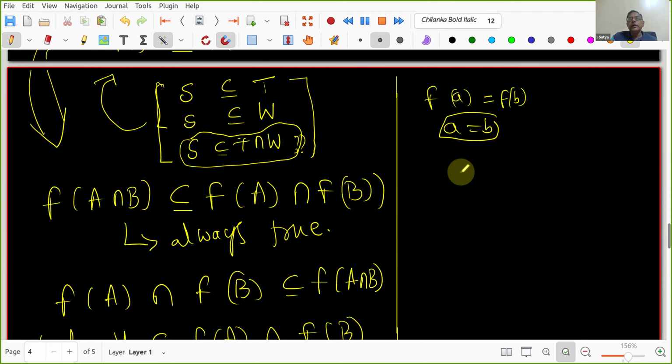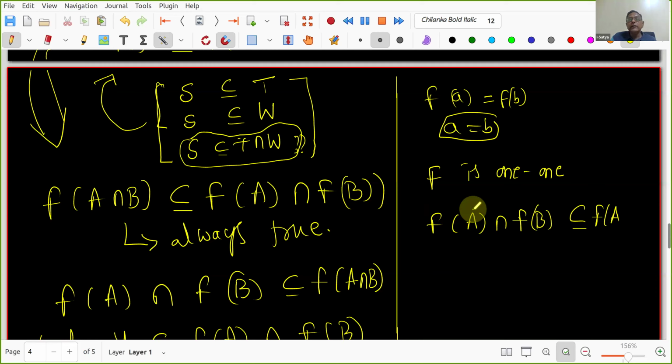Okay. So what is the statement? If F is 1-1, but I need to define what is 1-1, I'll come back to that. If F is 1-1, I'm writing first, F of A intersection F of B is a subset of F of A intersection B. Okay. So what is happening in the constant function? There is a set F of A. F of A intersection F of B is non-empty. This is non-empty, but A intersection B is empty. Then F of A intersection B becomes empty, right? So that is a problem. Constant function is helping like that to think.